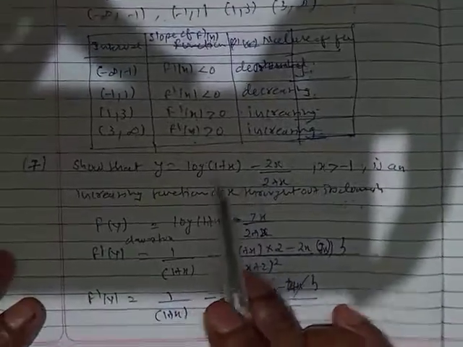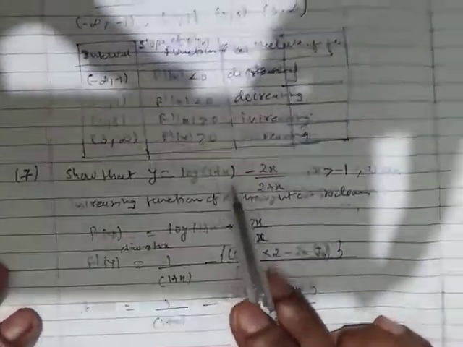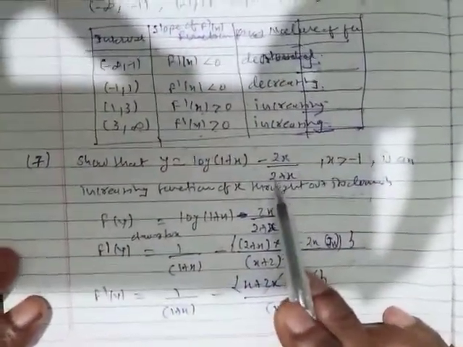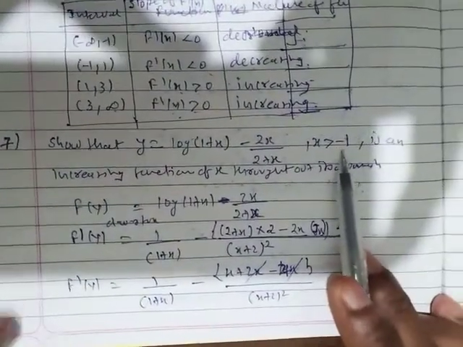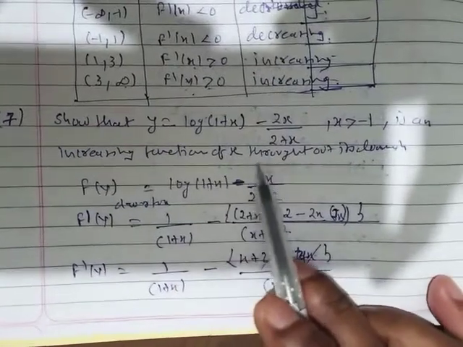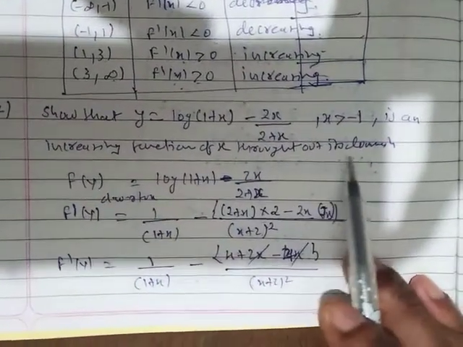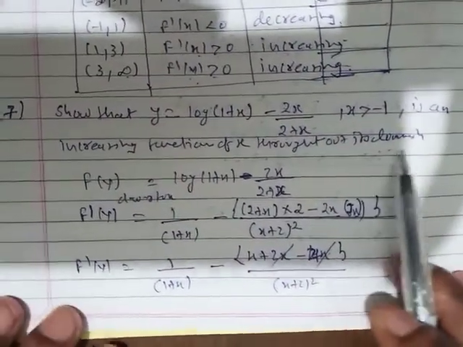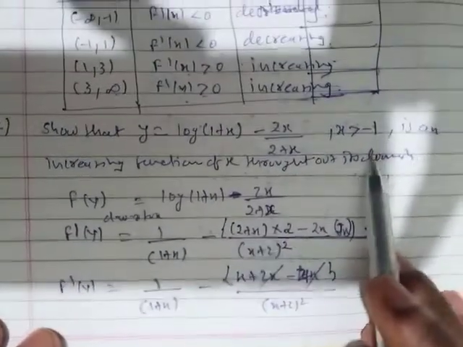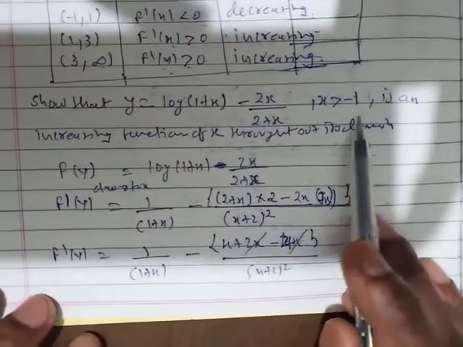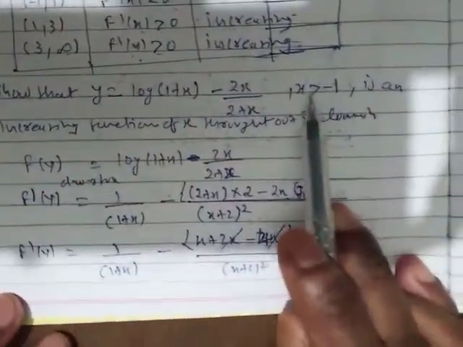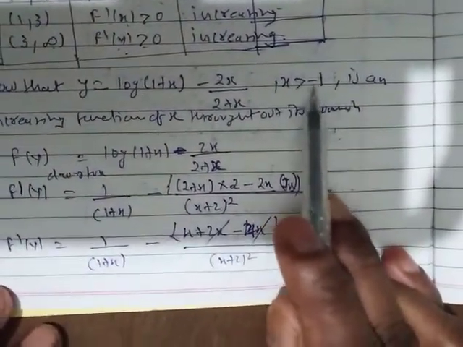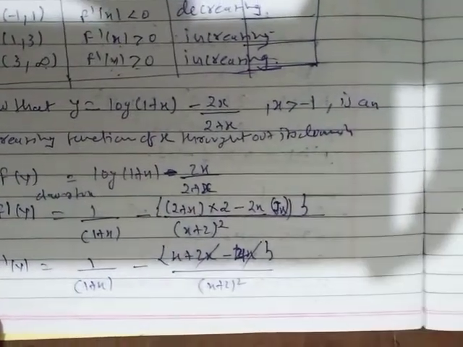f(x) is equal to log(1 plus x) minus 2x upon 2 plus x, where x is greater than minus 1, is an increasing function throughout its domain. Okay, what is the domain? It means you have to prove that the function is increasing for x greater than minus 1. You have to prove this.